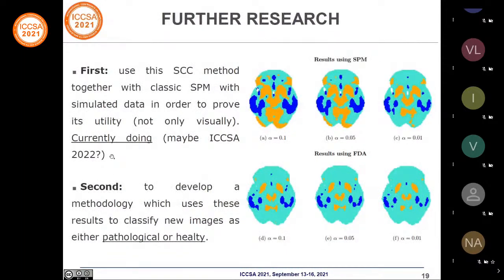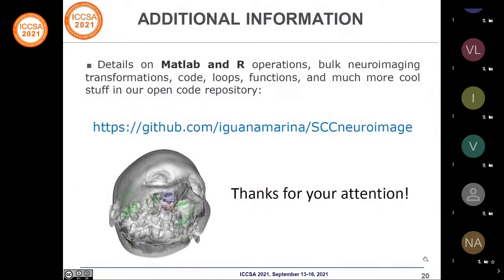So for the research, this is what we are currently working on, maybe for the ICCSA 2022, God knows, is to compare results using SPM and the proposed results with functional data and demonstrate mathematically that the ones with FDA are better. And finally, the optimal point would be to develop some sort of algorithm for an automatic classification of images in pathological or healthy in order to aim for early diagnosis of this really serious condition.